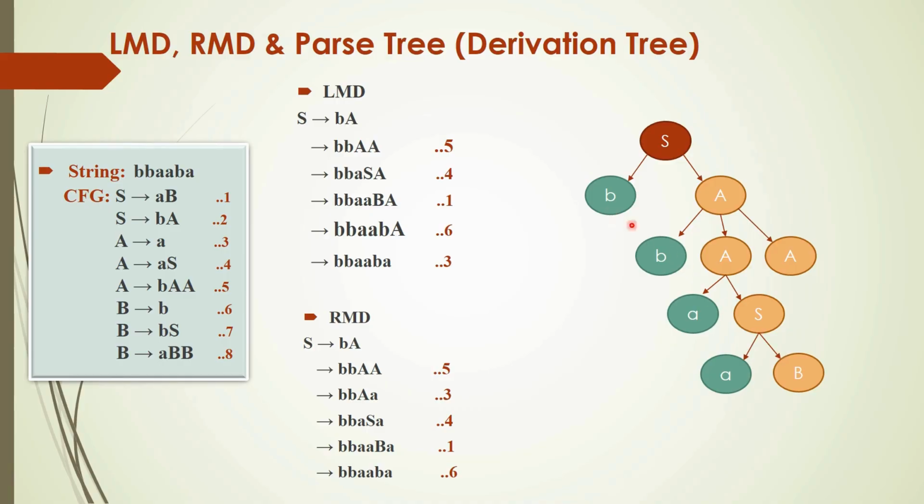Till this point our bbaa is already generated. Now we have to generate the remaining string, which is b and a. So that's why I am substituting this b as a small b or a terminal b and this a as a small a or a terminal a. So here you can see bbaaba. This string is generated from this given parse tree or derivation tree.